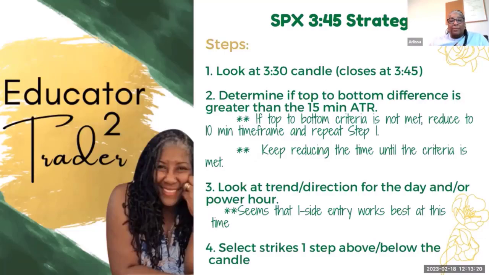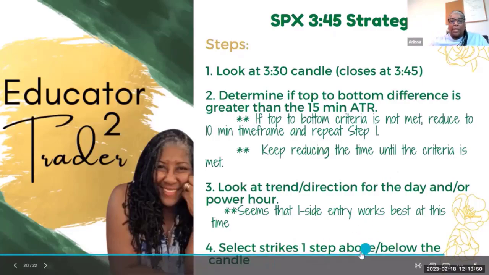Seems that one-side entry works best at this time. Like I said, if you see something and you decide we're going up during this power hour, just doing a PCS seems to work out better, because it seems like that last 10 to 15 minutes, if it's going, it gets on a bigger horse, or hops from a horse to a train and runs even more. So you do want to go with the trend that it's been on for a minute.